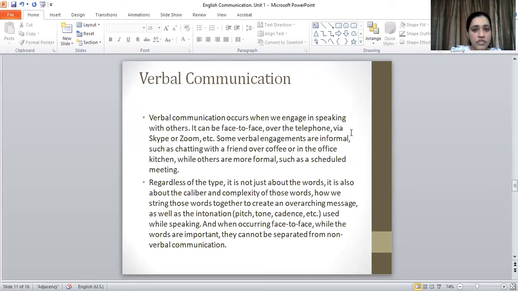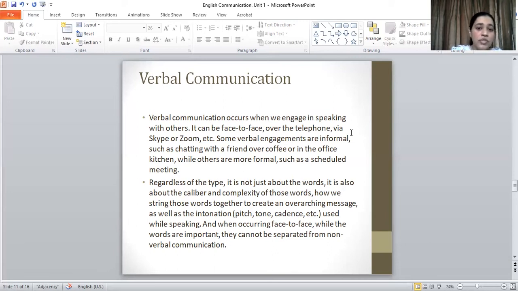It can be face-to-face, it could be over the telephone, it could be via Skype or Zoom, etc. Some verbal engagements are informal, like chatting with a friend over coffee or in the office, in the kitchen, etc. Others are more formal, such as a scheduled meeting. Regardless of the type, it's not just about the words, it's also about the caliber and complexity of those words.